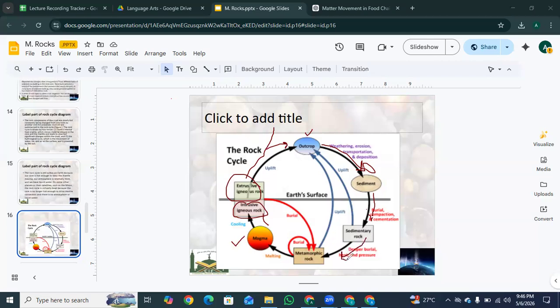Okay, so if those metamorphic rocks get pushed even deeper into the earth, the change is that it gets so hot that they finally melt again and they become magma, and the whole cycle starts all over again.